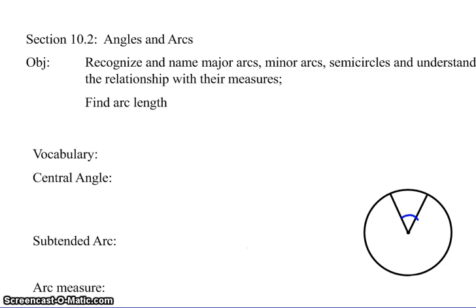Today we are going to study the relationships between arcs and angles in a circle. In order to do this, we need some vocabulary. Our first definition is a central angle. An example of a central angle is already shown.